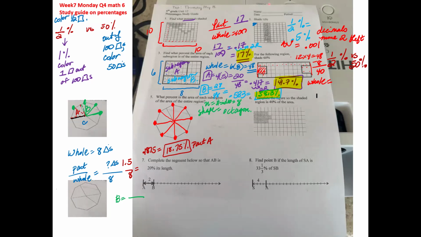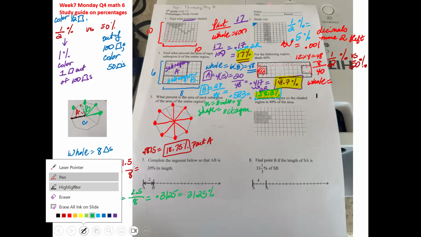How many triangles are there for B? 2.5. Yeah, so grab your calculator. You're going to have to divide this on your own tonight. What's 2.5 divided by 8? 0.3125. What would that be in percentage? 31.25. Good, write that down. That's your answer for B.